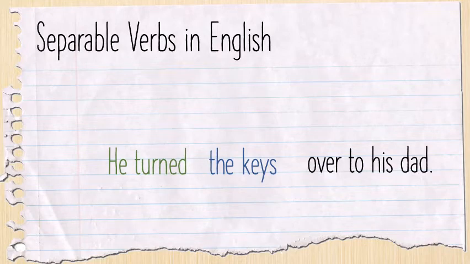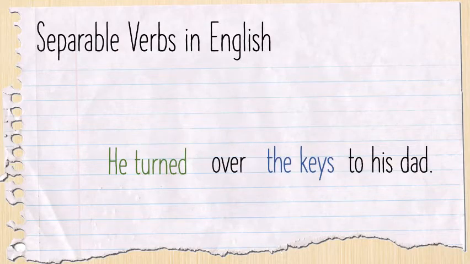So for instance, you could say, he turned the keys over to his dad. And so you have now separated over from turned, even though they really do go together as a phrasal verb. Of course, you don't have to do it that way in English. You could say he turned over the keys to his dad. That would be a way to keep the phrasal verb intact and together.